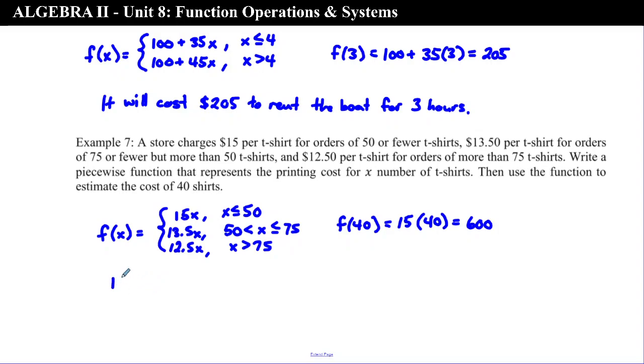So it will cost $600 to purchase 40 shirts.